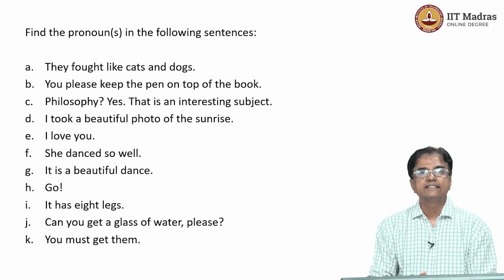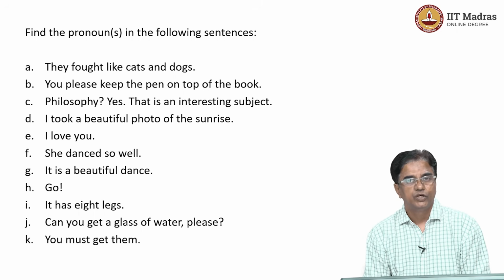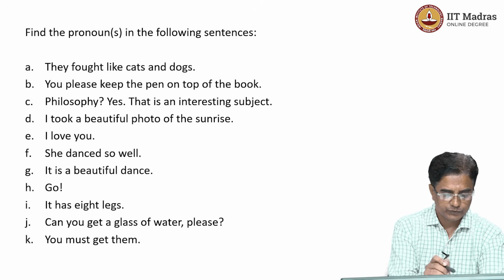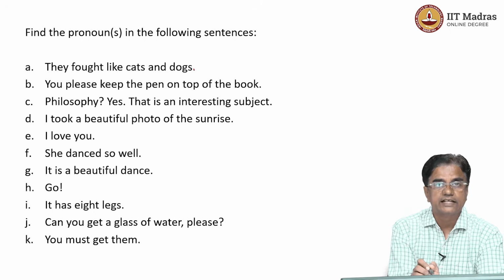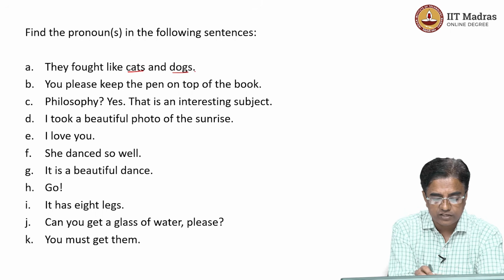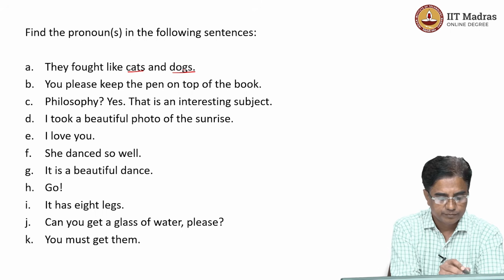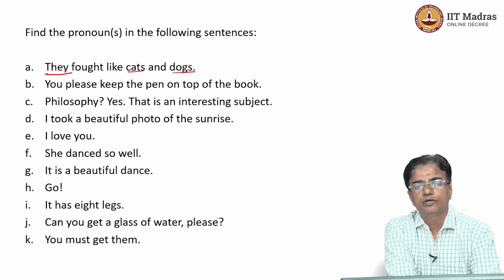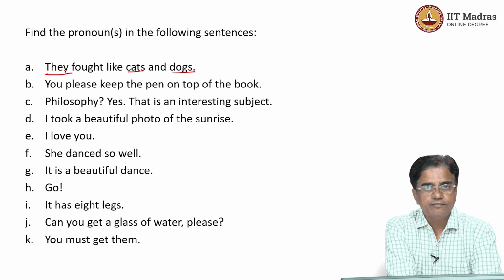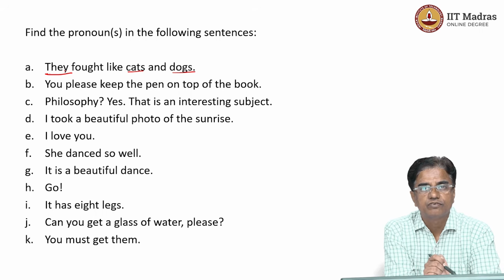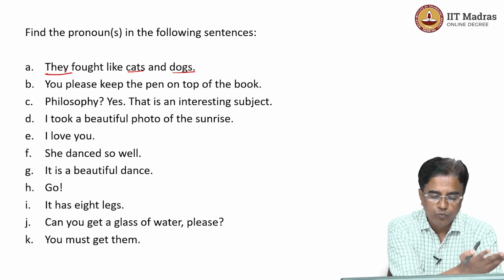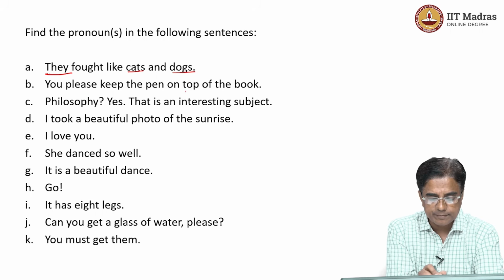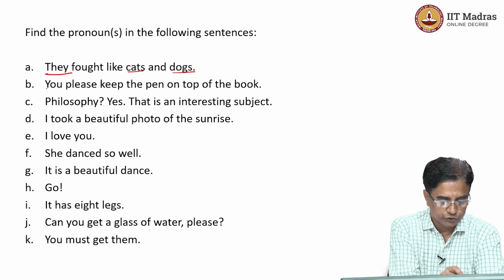So now in these sentences, like we have looked at nouns, find out pronouns. They are the same sentences. So they fought like cats and dogs. So we saw cats and dogs are nouns, but they is a pronoun. Now what does this they refer to? They does not refer to anything in this sentence. They refers to some people who fought like cats and dogs. Therefore, it's a pronoun. You please keep the pen on the top of the book. So, you is a pronoun.